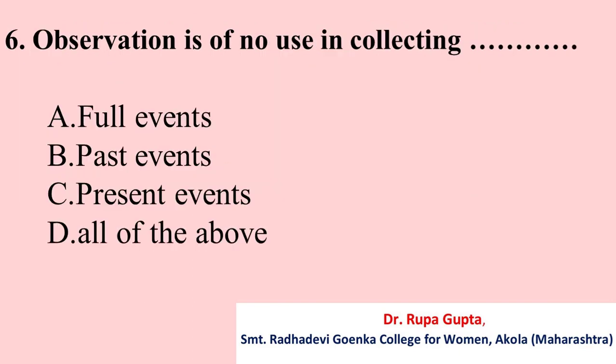Question number 5. Observation is of no use in collecting Option A, full events. B, past event. C, present events. D, all of the above. And the correct answer is B, past events.